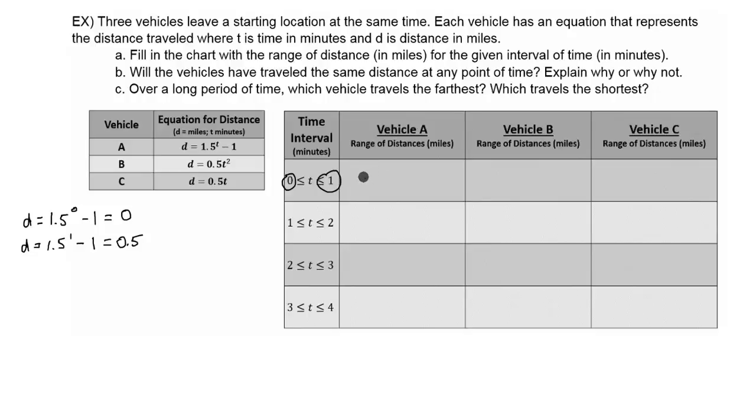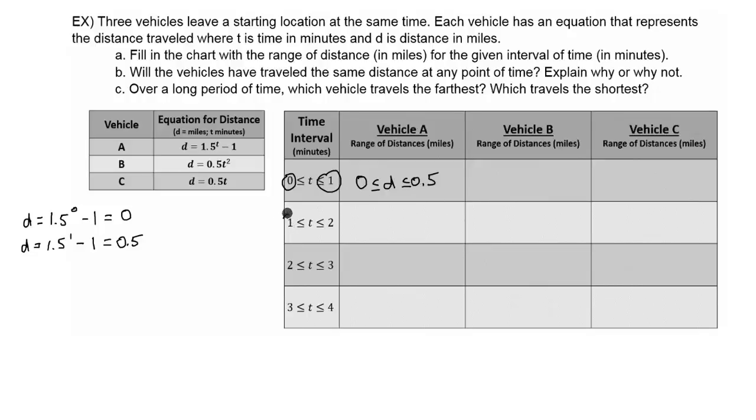So I'm going to put that range right here. So the range distance is going to be from 0 to 0.5, and that's going to be in miles. So anywhere between the start and then a minute, we could be between 0 and 0.5 miles. Alright, moving on to the next one.